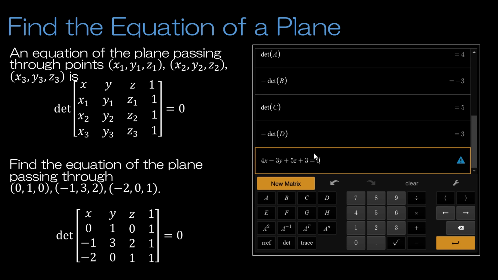And of course, I'm not going to leave it like that. I want the 3 on the opposite side, so I'm going to subtract 3 from each side to give me the equation of the plane. 4x minus 3y plus 5z is equal to negative 3.